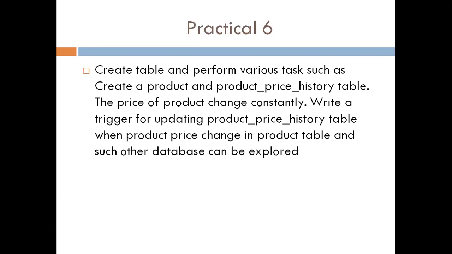Now we are moving on practical number 6. Create a table and perform the various tasks such as create a table product and product price history. The price of product change constantly. Here you have to write a trigger such that when there is some changes in the product table, then it effect on the product price history table. Okay, that changes is done automatically when there is an insert command is performed on the product. So it is done through the trigger.